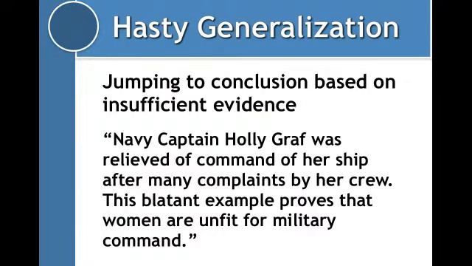Hasty generalization. Here's an example right here. And if you recall, we talked about this before. Hasty generalization is coming to a conclusion on the basis of too little evidence. In this example, the speaker is using one female Navy captain being relieved of duty as proof that women are unfit for military command. However, in order to truly prove that claim, the speaker would need other examples, statistics that show that this is a common occurrence, and testimony from recognized experts in the field that support the claim.